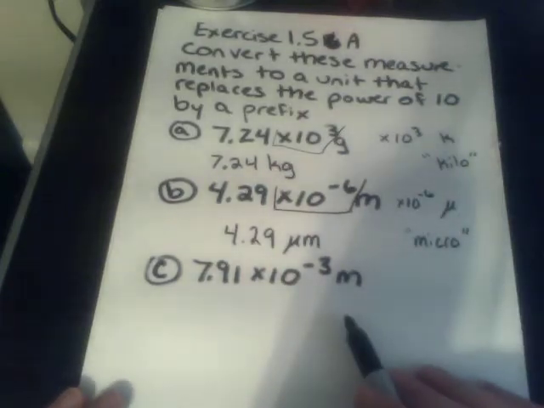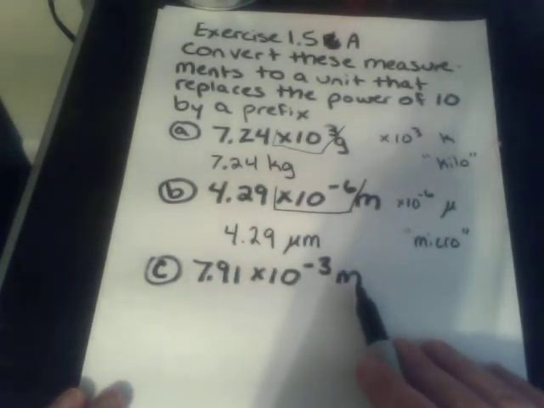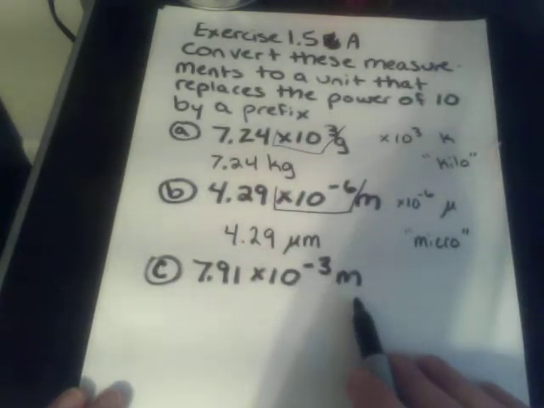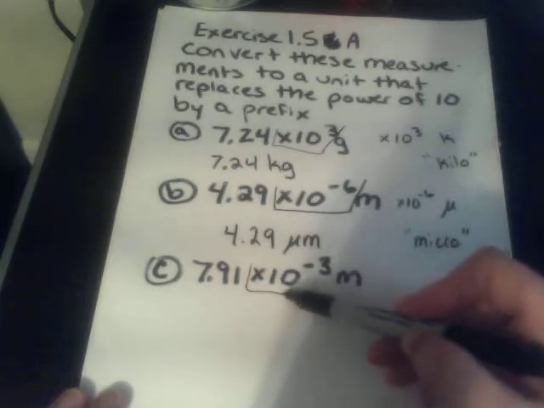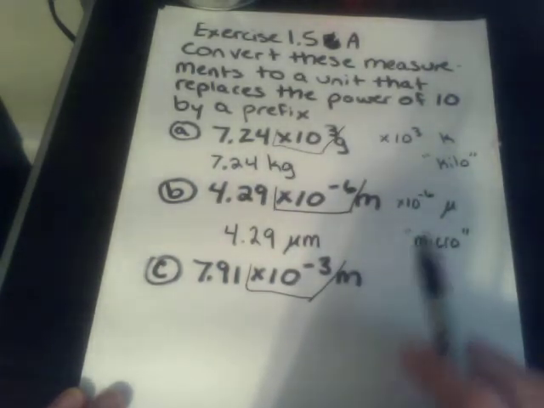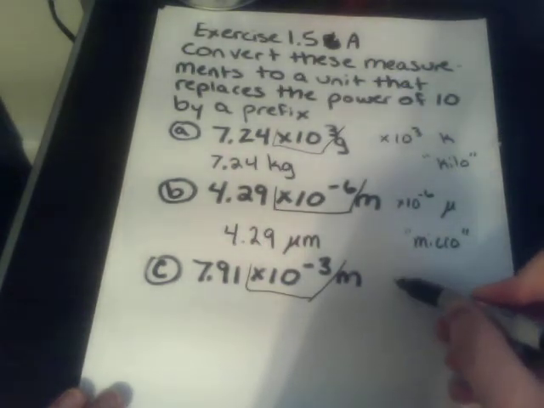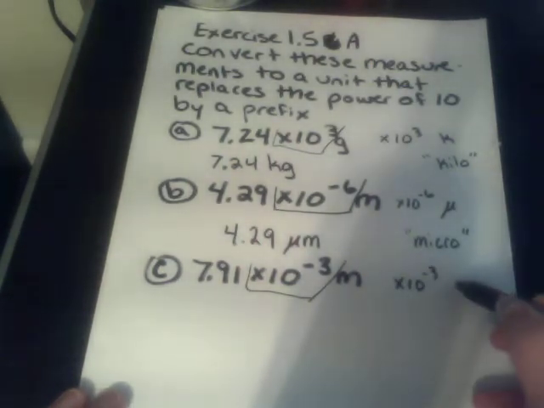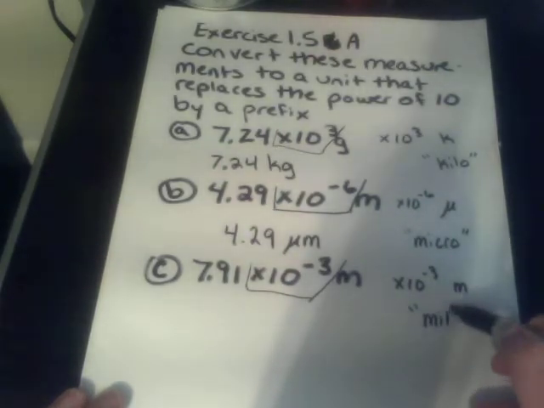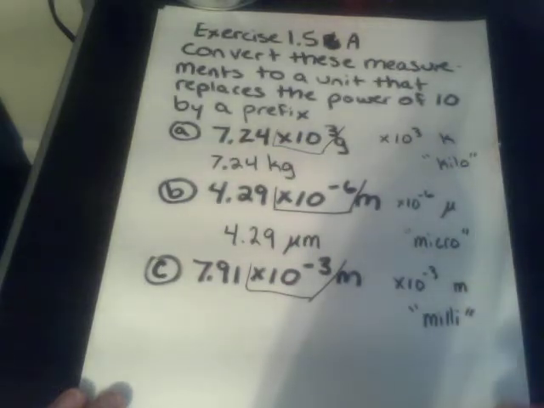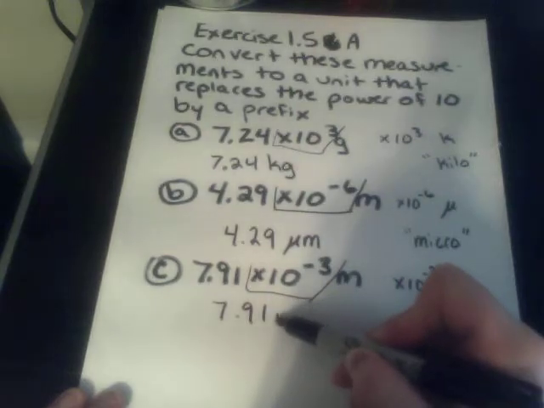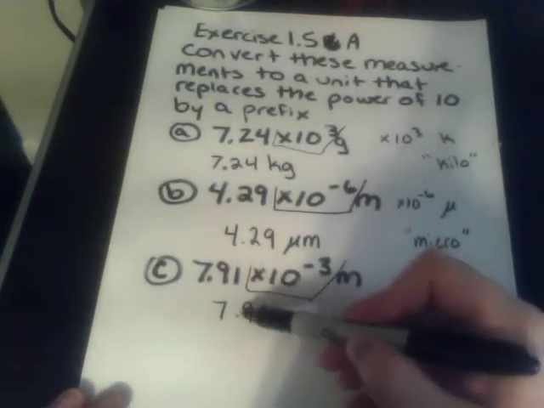Next, we have another meter measurement, right? And it's 7.9 times 10 to the negative 3 meter. So I need to replace this term. Look at the chart and you'll see that times 10 to the negative 3 is the same thing as a lowercase m, which is milli. So I'm going to put 7.91 millimeter, right?